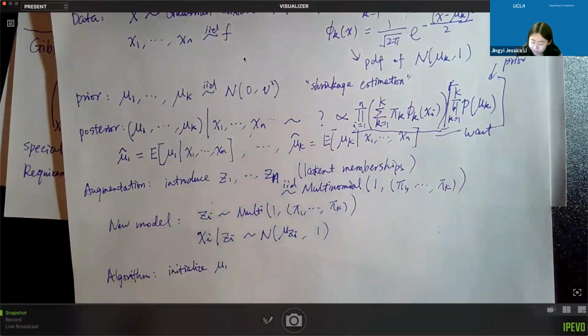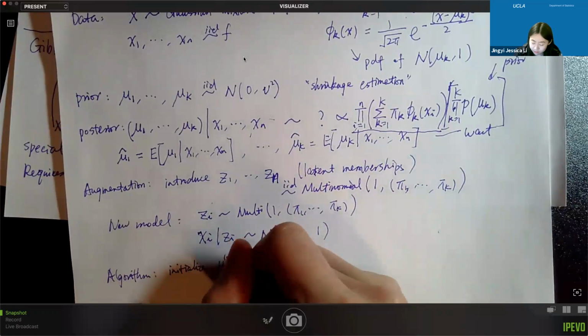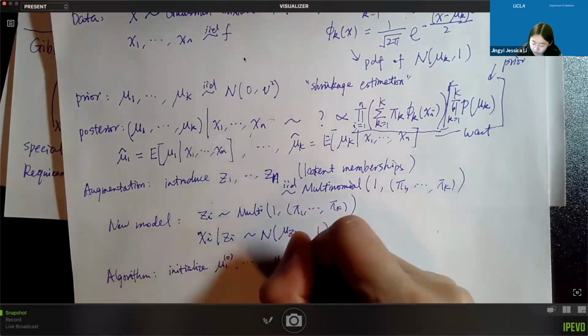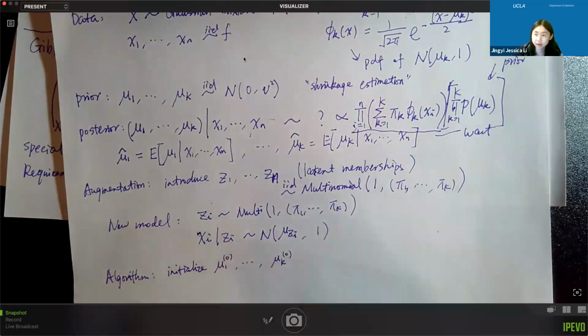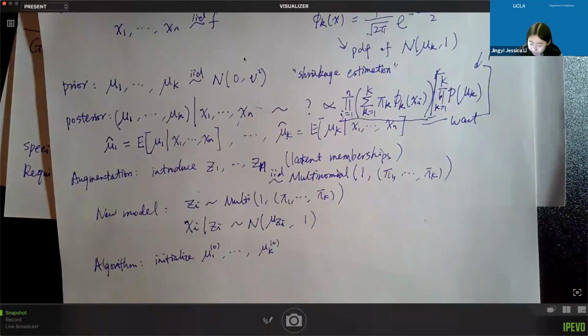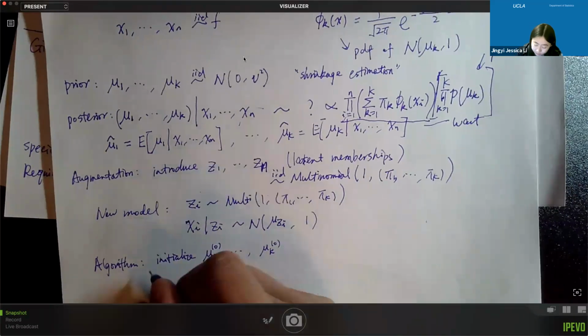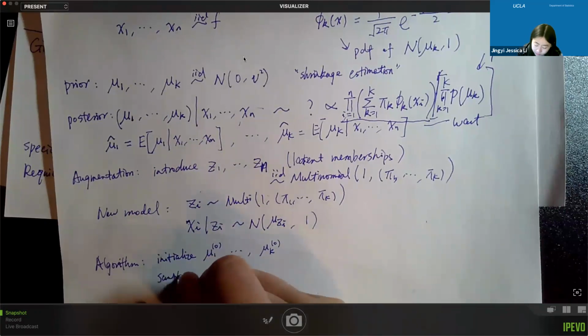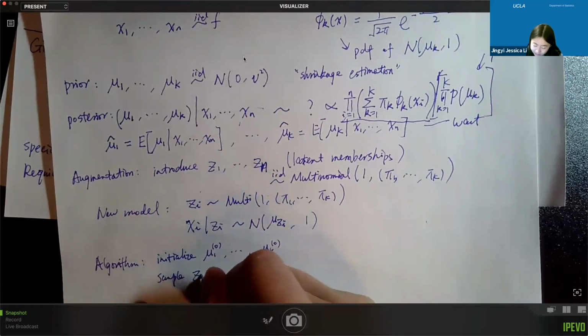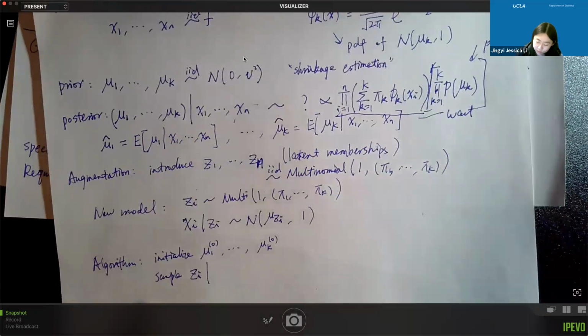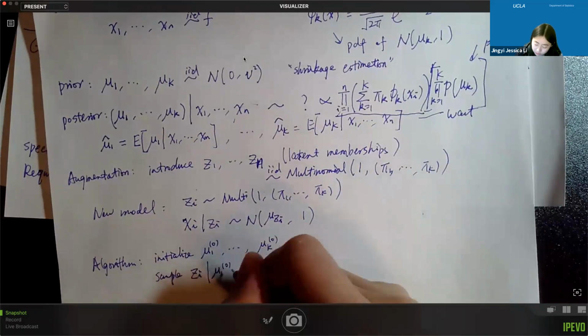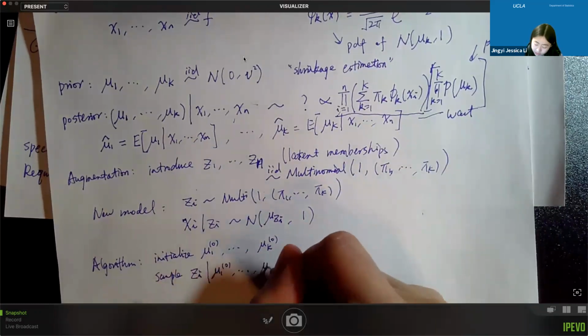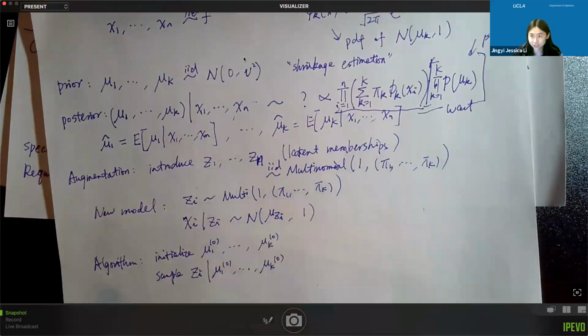I will say I'll cut them 0 here. Okay, mu1 to mu k0, I randomly initialize them. And then what I'm going to do is draw my Zi, sample Zi, given those mu1, 0 to mu k0, which is actually possible.